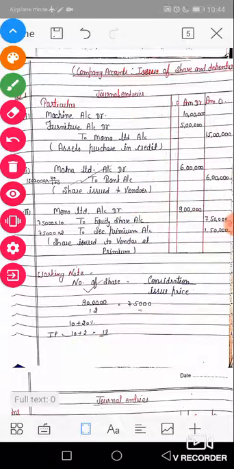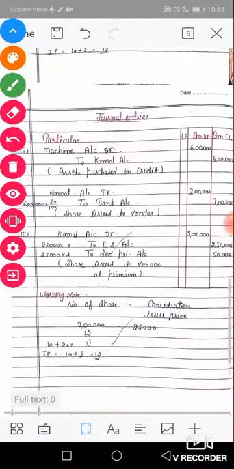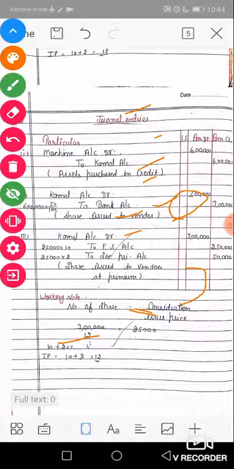Now the next numerical, same concept, same system. Jain Limited purchased a machine of 6 lakh from Kamal. Jain Limited is the purchaser and Kamal is the vendor. 50% of the payment was made by cheque, and for the remaining, the company issued equity shares of 10 each at a premium of 20%. Give the necessary journal entry in the books of Jain Limited.